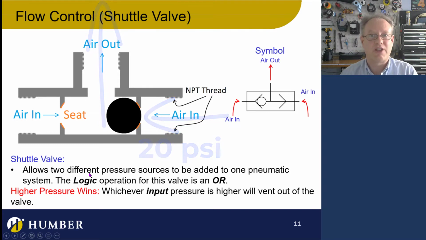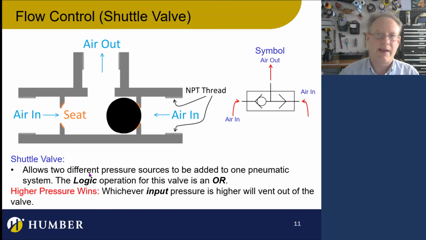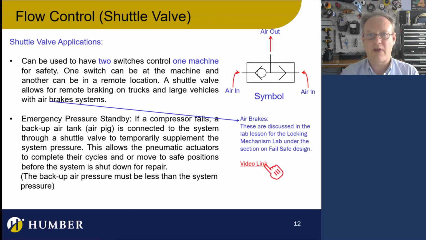We can use this as a logical operation to say this or this. We can use this as an OR. And we can actually do a lot of really cool logic decisions with just air valves. We won't get into that, but if you want to study that further, you can look into it. But let's take a look at some further applications. If I have two switches running one machine, this switch or this switch, I can use either switch to run some kind of machine. Pretty cool. It is an OR operation.